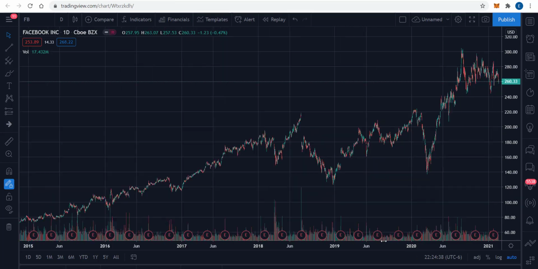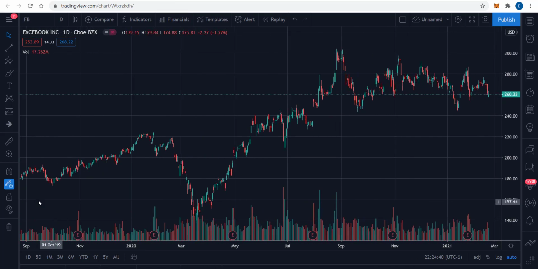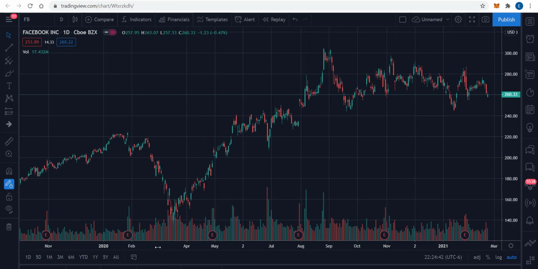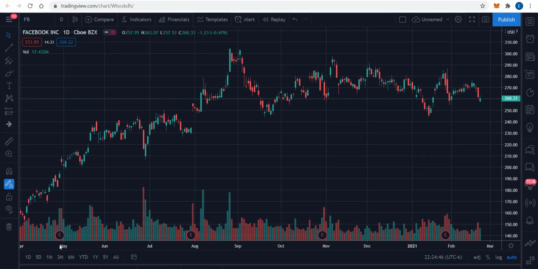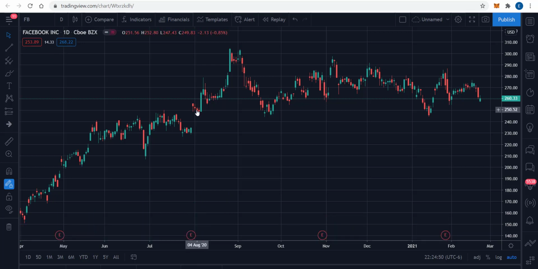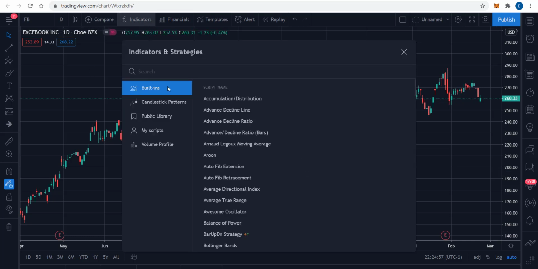So we're just going to go ahead and start time sort of in on the recovery, maybe even take it to April. I'm going to get rid of volume as I always do, just because I don't use it as one of my factors, one of my indicators. Let's go ahead and start off with our moving averages.